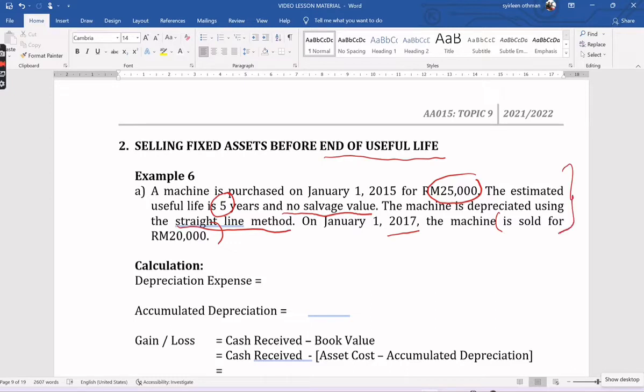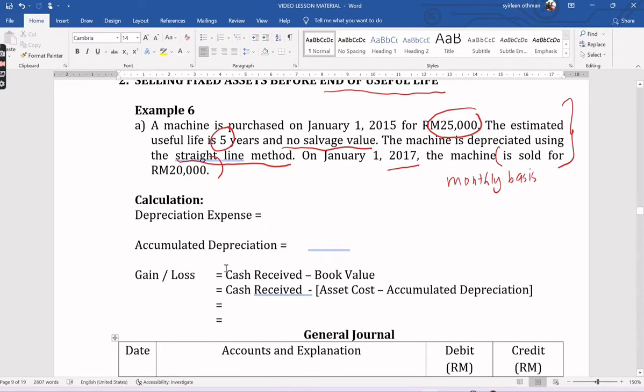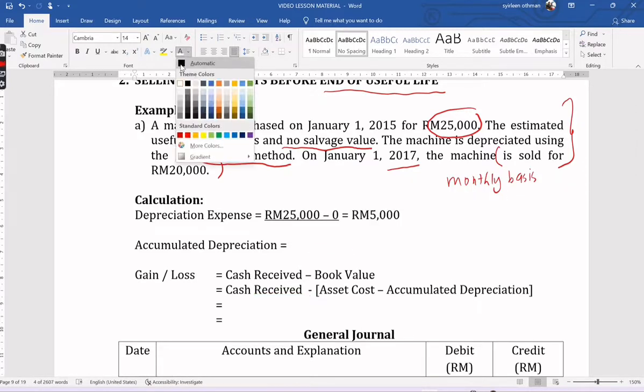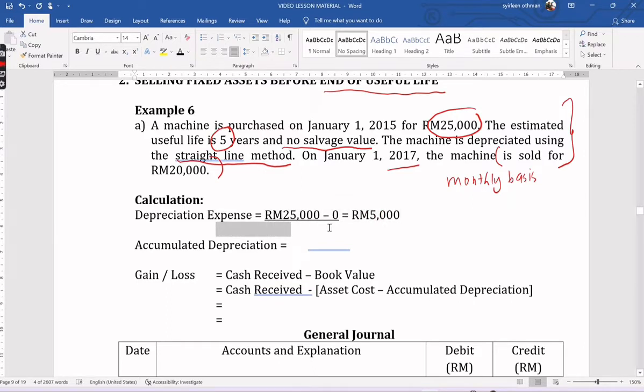Okay, so the first thing that you need to do, you need to determine what basis we are using. So since this question is also silent, so that means we are using monthly basis. Right? Okay, so kita kira depreciation dulu. Okay, so depreciation as usual, it is straight line, but there's no percentage given, but we have the info for useful life and also for the salvage value. So depreciation will be 25,000, okay, minus 0, okay, and then divide by 5. Right, so 5 is actually referring to 5 years of useful life. Okay, so the depreciation for 1 year ialah 5,000.